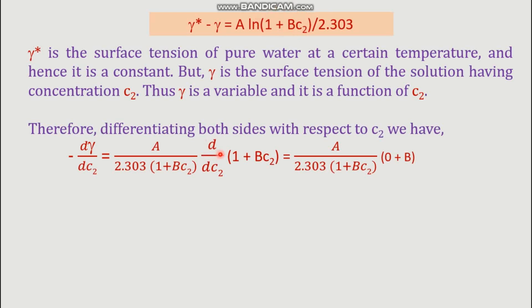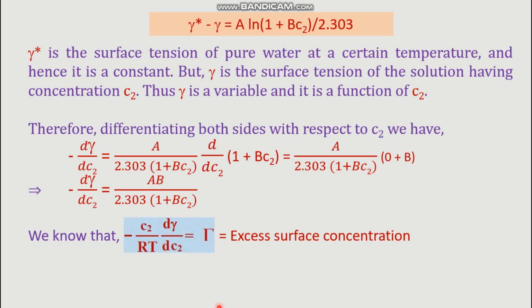Differentiation of the term 1 plus BC2 with respect to C2: the 1 gives 0 and the BC2 gives B only. So 0 plus B. As a result, the numerator becomes AB. So this is the final equation: minus d gamma by dC2 equals AB by 2.303 into 1 plus BC2.